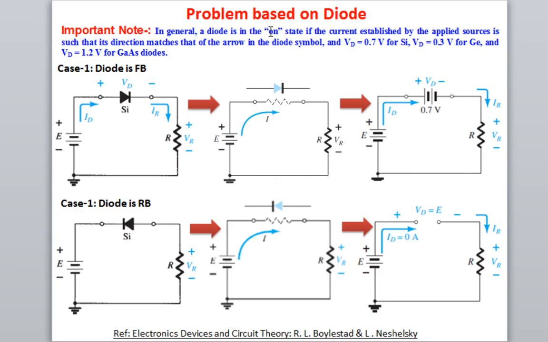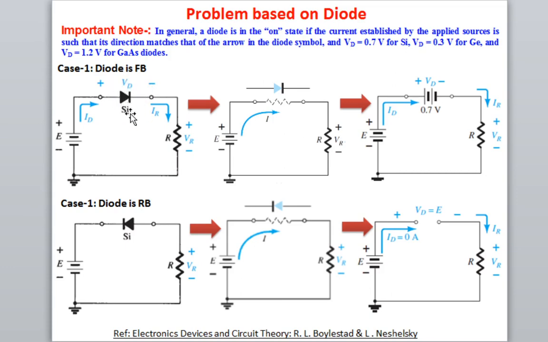A diode is in on state if the current established by the applied source is such that its direction matches the arrow of the diode symbol, and the applied voltage VD will be greater than or equal to 0.7 for silicon, 0.3 for germanium and 1.2 for gallium arsenide diode. This is an important point. In the circuit, if this applied voltage E, say 3 volt, is greater than this VD, and this VD should be 0.7 for silicon, 0.3 for germanium, 1.2 for gallium arsenide.